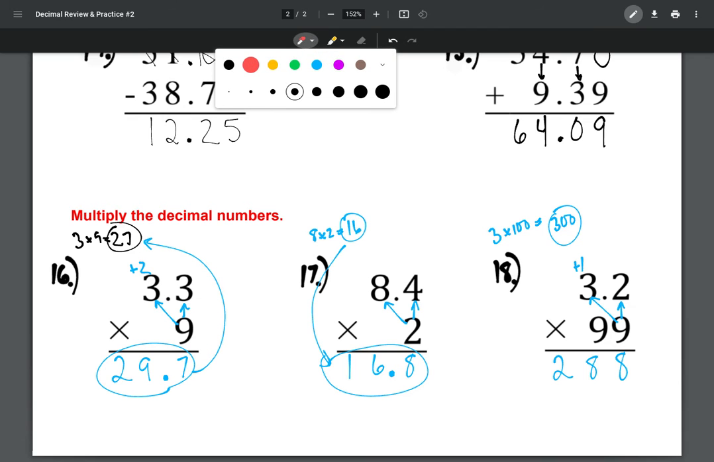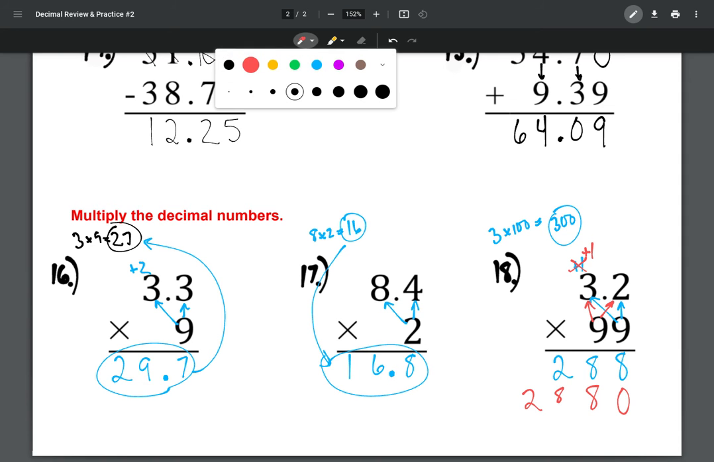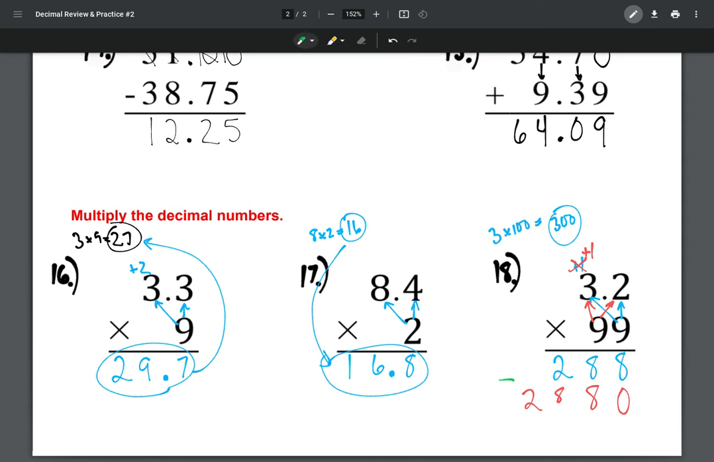Second answer line, we'll start with a 0 in the ones place. We'll multiply 9 times 2 is 18. Get rid of that 1 that we carried and carry our next one. And then 9 times 3 is 27, plus the 1 is 28. And now we can add up our two answer lines. We always add them together. 8 plus 0 is 8. 8 plus 8 is 16. We'll carry the 1. 1 plus 2 is 3, plus 8 is 11. Carry the 1. And 1 plus 2 is 3.